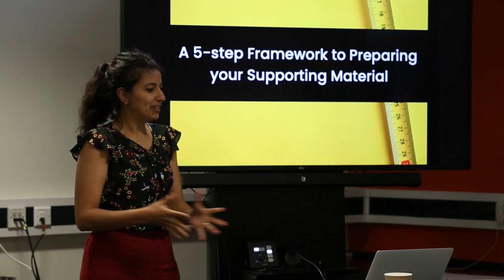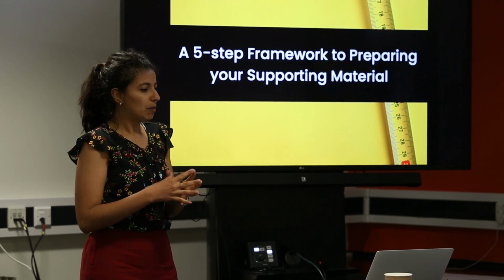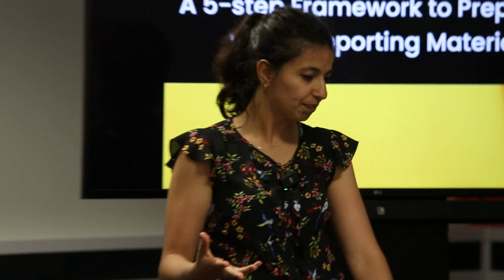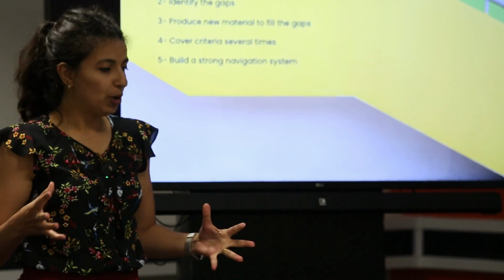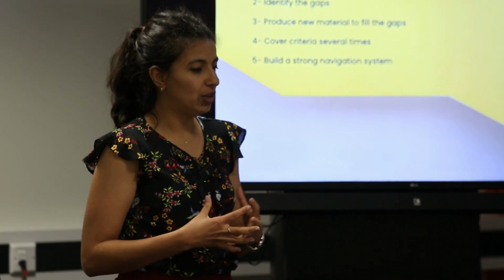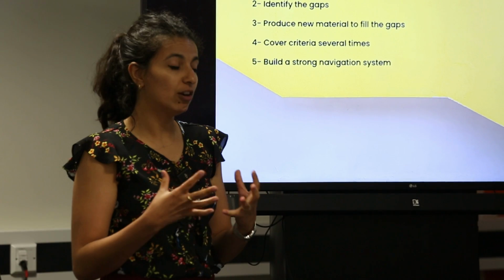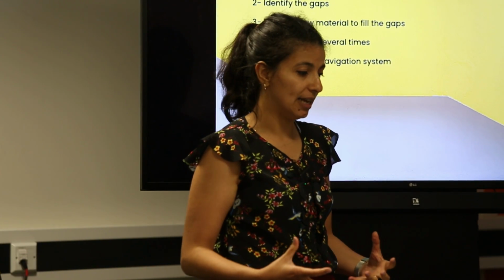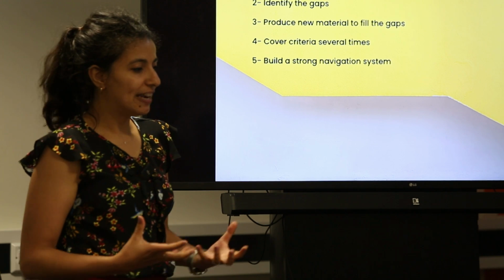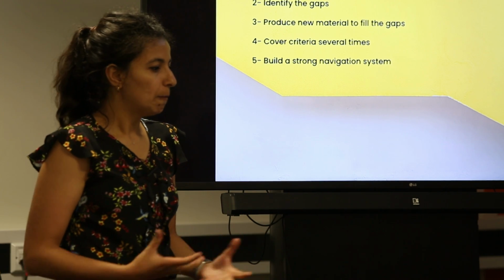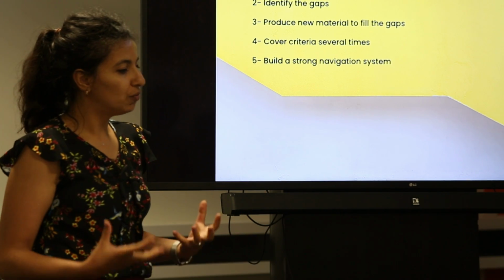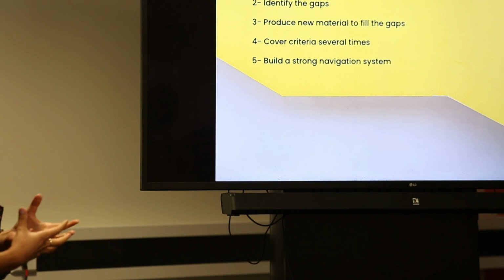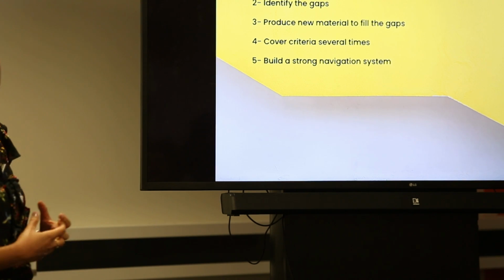So going through the process, I developed this 5-step framework to preparing the supporting material. The first point is starting with the matrix and the project selection that Graham talked about, how important that is. Then how to identify the gaps that you have in your matrix. Then how to produce new material to fill these gaps. How to cover the criteria several times. And how to build a strong navigation system.